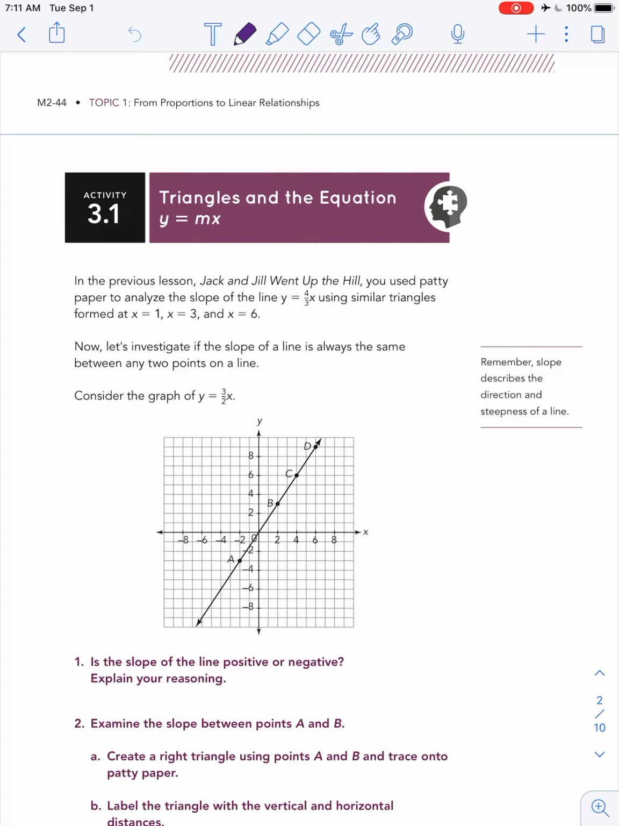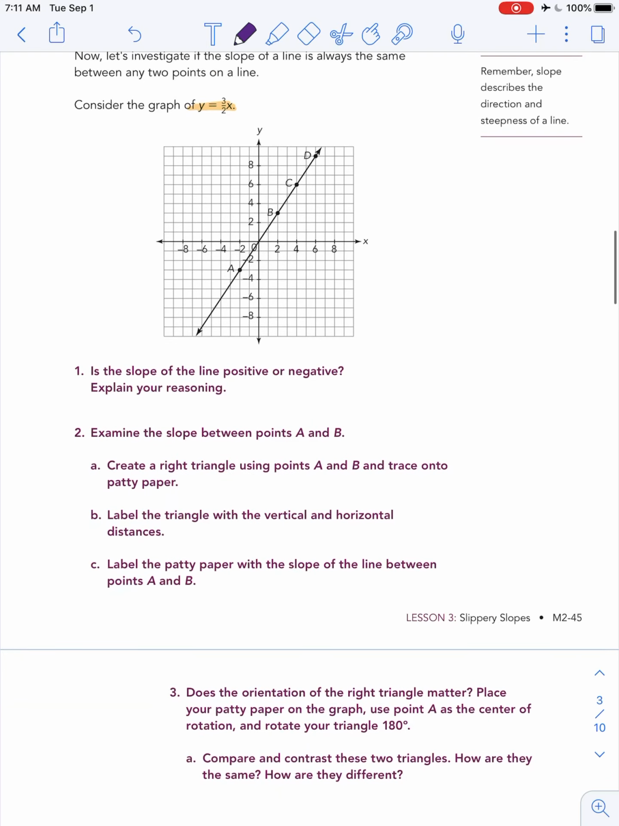We should say initially we had a proportional relationship, and that was right here. And then yes, we did draw triangles at x is 1, x is 3, and x is 6. We did do that. Now, this is a new graph. This is the graph of here. Now, it's wanting to know the first question. Just look at the pretty picture.